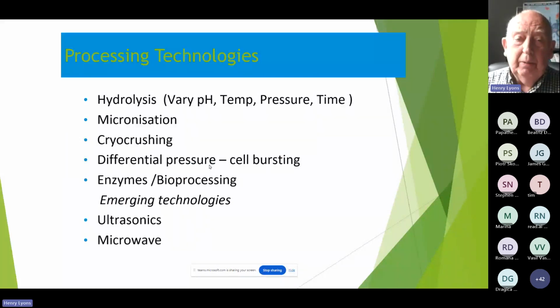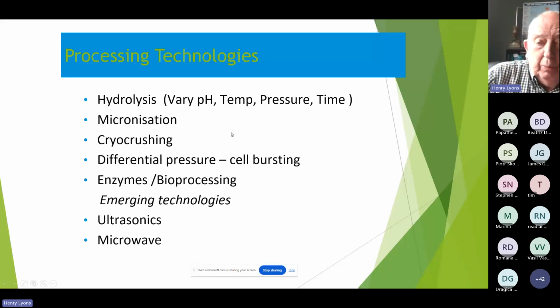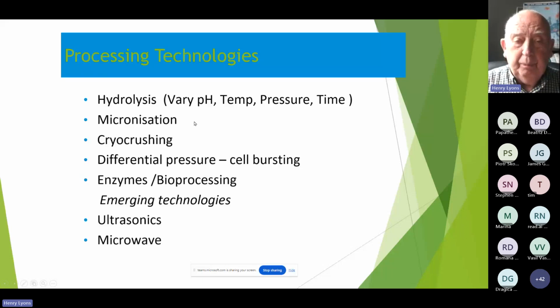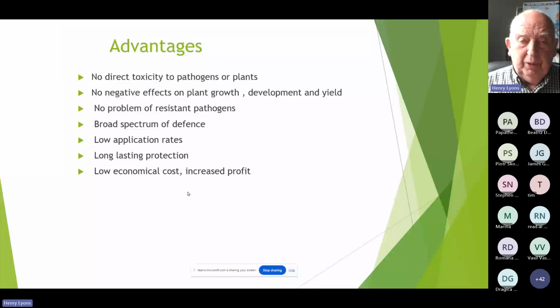So the main process is hydrolysis. You vary temperature, pressure, and so on. There are different variations of this, which I won't have time to go into. Micronization is another one, and cryocrushing. A South African company, Kelpac, have perfected this, and there are also some other enzymes used to a lesser extent, including emerging technologies, but I don't have time to go into those.